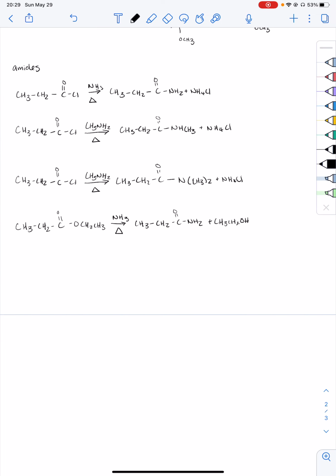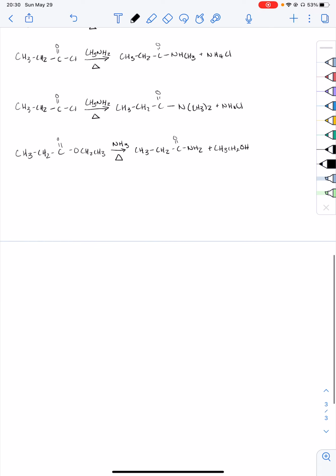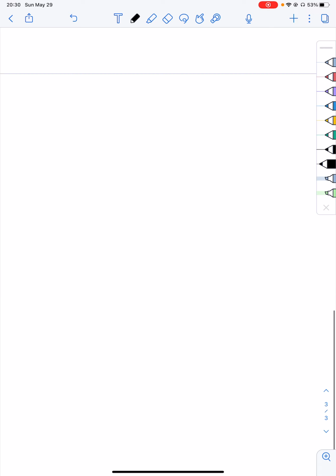And I think the last thing I'd add is the mechanism for an amide formation proceeds via attack by the ammonia molecule, which acts as a nucleophile on the carbonyl carbon of the acid chloride or the ester. And we're just gonna move kind of straight on to the reduction of carboxylic acids.